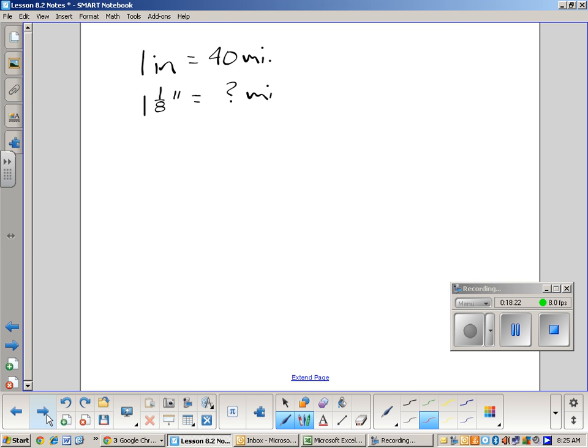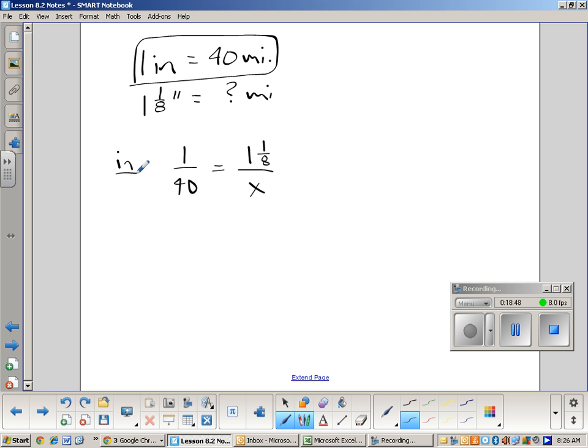Let me pause for a second. So in this problem, we're looking at a map, and this is our scale. 1 inch equals 40 miles, so how many miles is 1 1/8 inches? And so we can make our ratio this way if we want. We have inches on top, miles on the bottom. Okay?